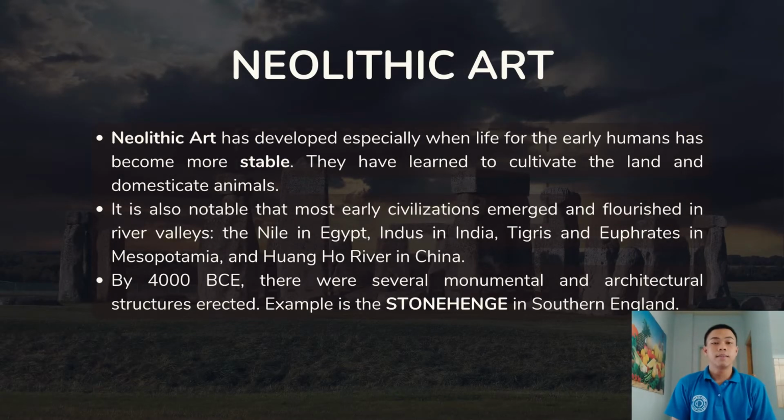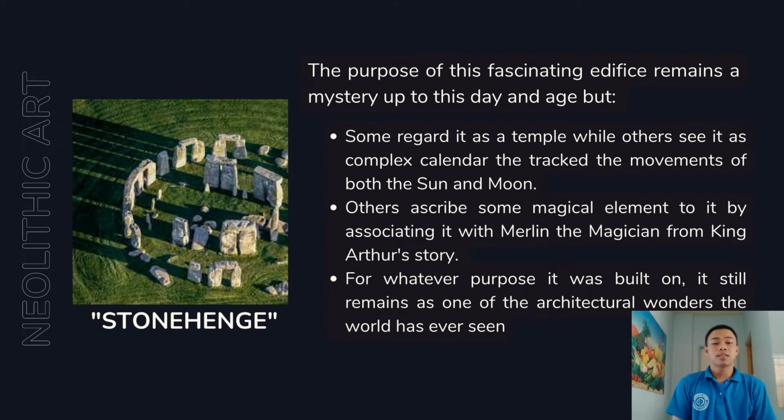Neolithic art developed especially when life for the early humans became more stable. They learned to cultivate the land and domesticate animals. By 4000 BCE, there were several monumental and architectural structures erected. One of them is the Stonehenge, located in southern England. The purpose of this fascinating structure remains a mystery to this day and age.